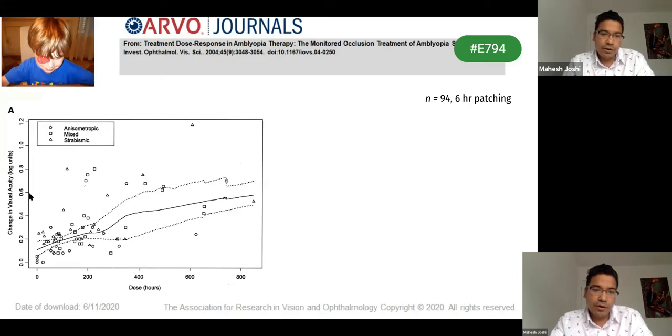So after a cumulative 400 hours of patching, you would not expect significant improvement. For example, if you're prescribing 4 hours of patching per day and the patient sticks to that, then after 100 days of patching you would not expect much improvement from patching alone. Also, around 75% of the improvement occurs within the first 6 weeks of patching itself. After that, patching might not provide that fast an improvement.